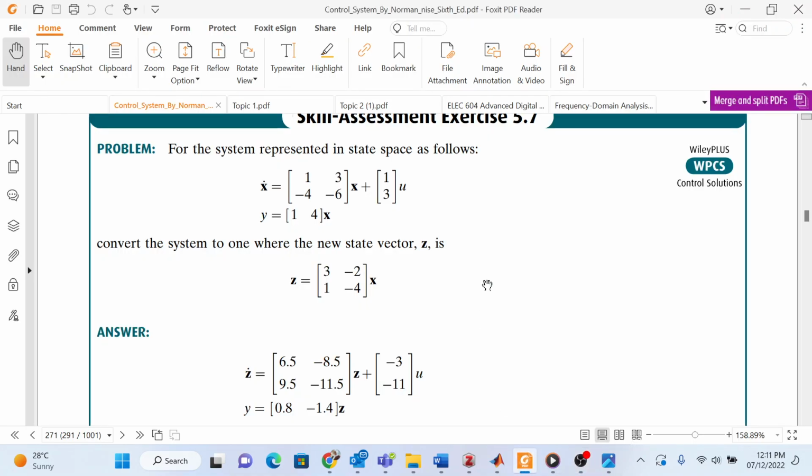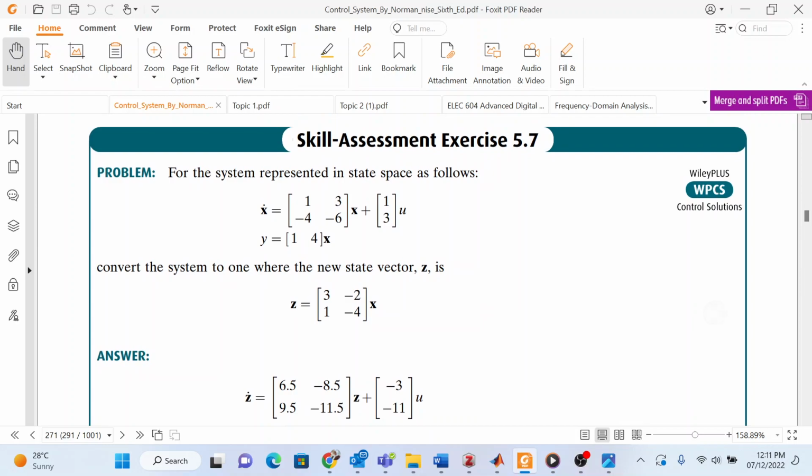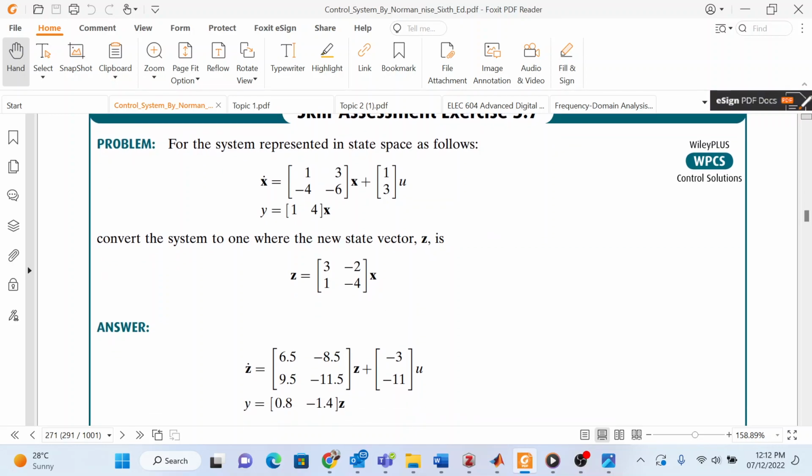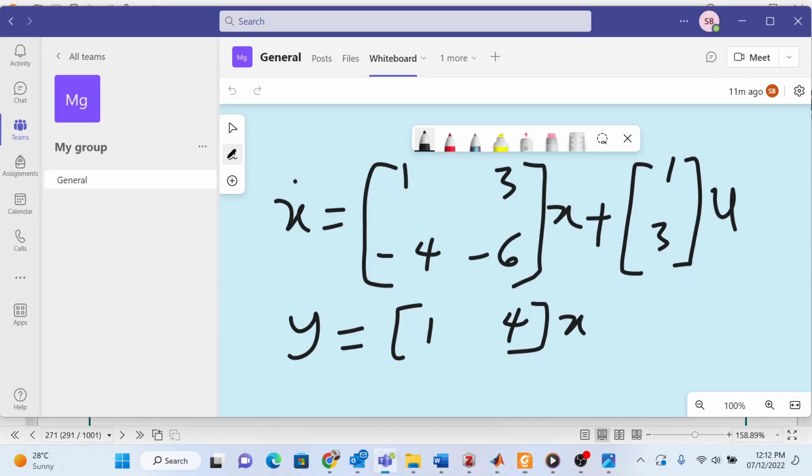So hello brother, this particular question is what they asked us to do in skill assessment 5.7. Here we are asked for the system represented in the state space as follows. As it is now, they say convert the system to one where the new state vector z is this. So that is what we want to do. The first thing we're going to do is this.